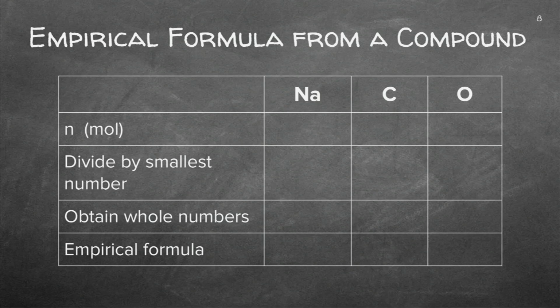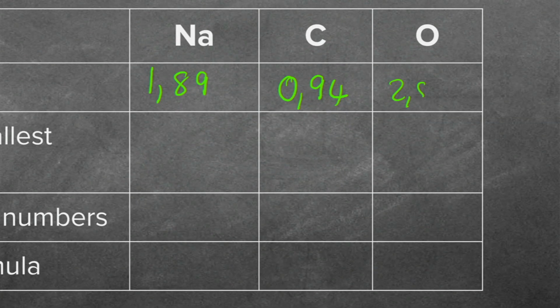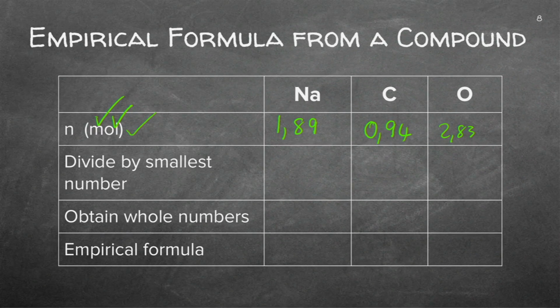Now I've got the moles. So I'm just going to round the numbers that we just found. Here I've got 1.89 mole, 0.94 mole, and 2.83 mole. So I've got all 3 of them in the unit mole. I'm now going to divide them with the smallest of the 3. 1.89 is larger than 0.94, and 0.94 seems to be the smallest number. So I'm going to write down each of these, and I'm going to divide it with the smallest one.